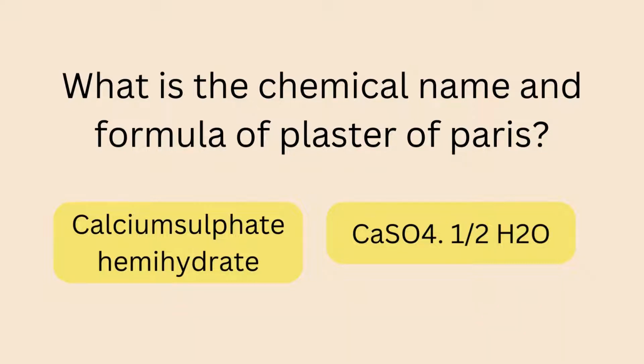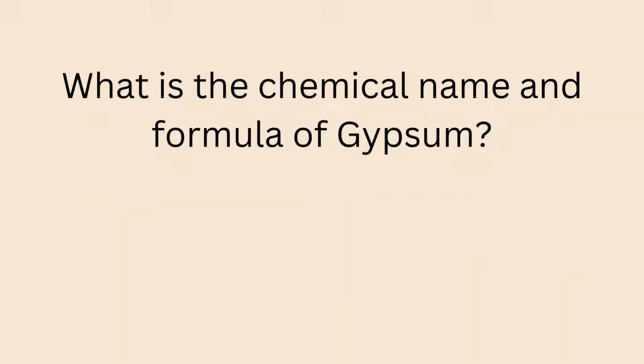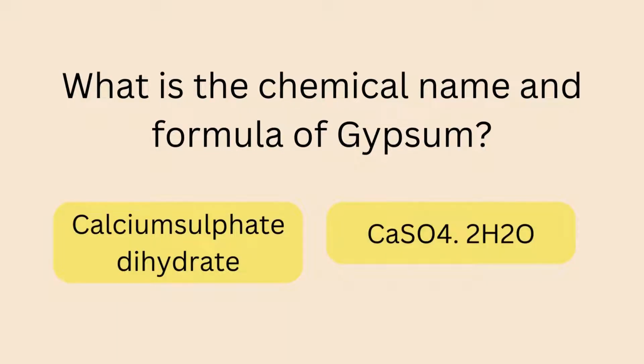Next one. What is the chemical name and formula of gypsum? Answer is calcium sulfate dihydrate. So, for the plaster of Paris, it is hemihydrate, that is half of H2O. For gypsum, it is dihydrate, that means two molecules of water, CaSO4 into 2H2O.